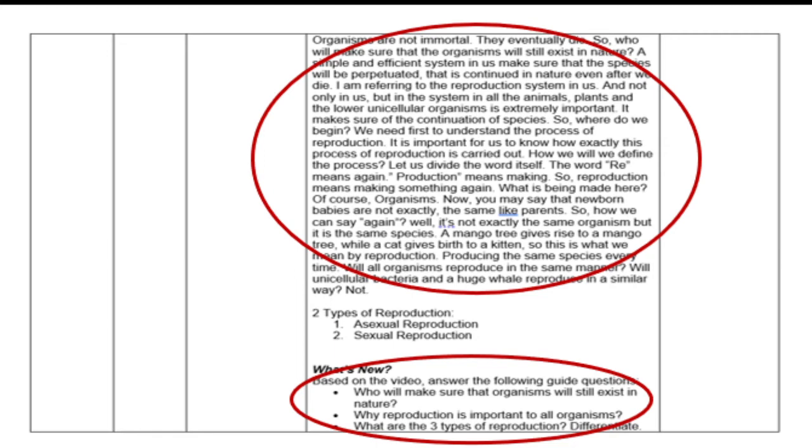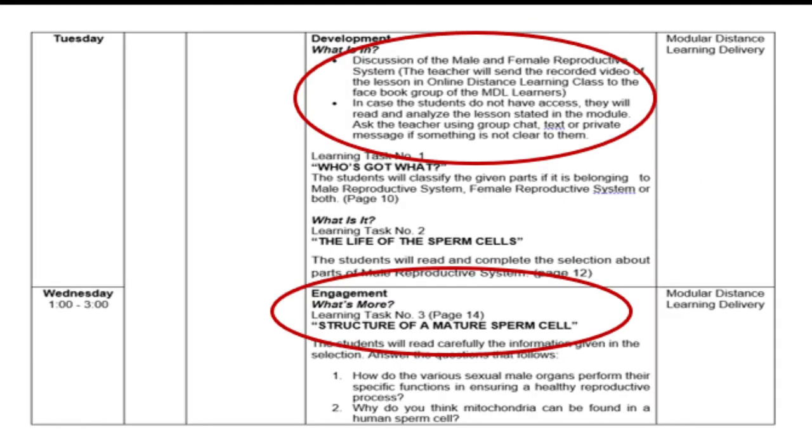The next one is the development part of the modular class. Discussion of the male and female reproductive system. The teacher will send the recorded video of the lesson in online distance learning class to the Facebook group of the MDL learners. In case the students do not have access, they will read and analyze the lesson stated in the module and ask the teacher using group chat, text, or private message if something is not clear to them.